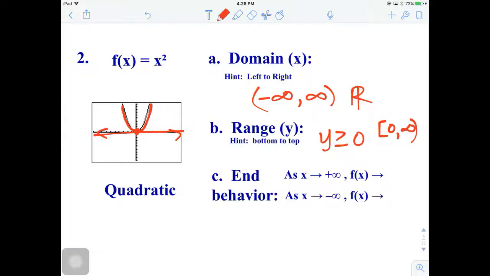And end behavior, as you go to the right-hand side, the positive infinity side, the graph keeps going up. So that's the right-hand side.